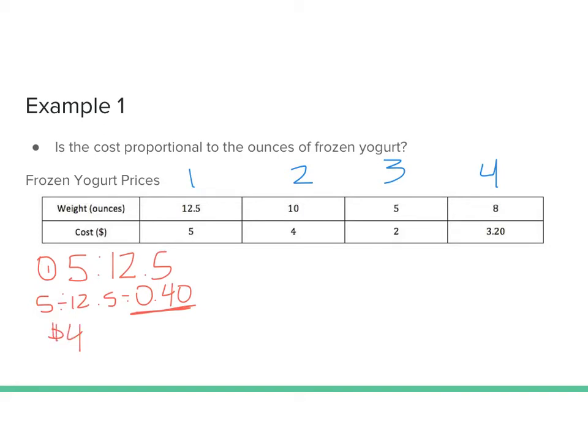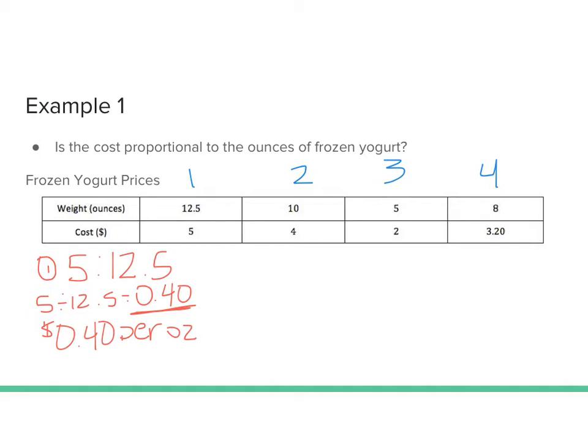Let me fix that, I did not write that correctly. It's going to be 40 cents per ounce. All right, so that's the rate of person number 1.